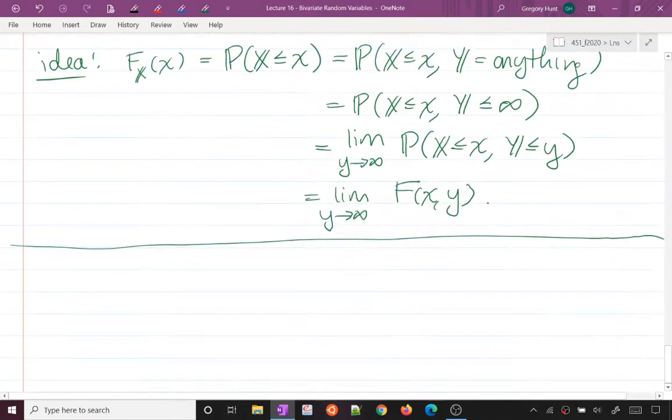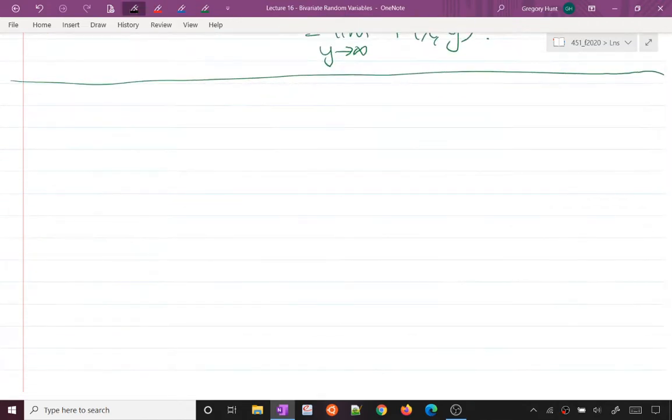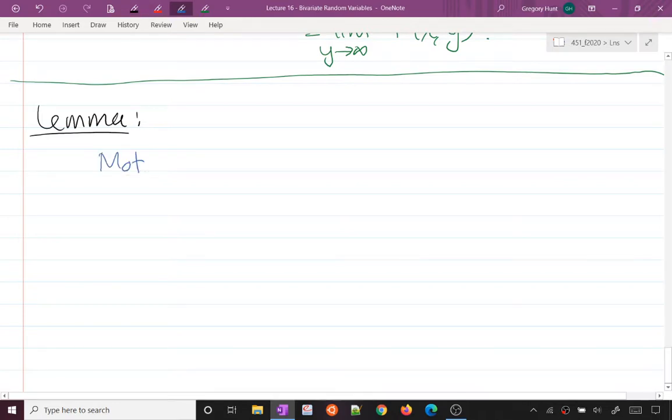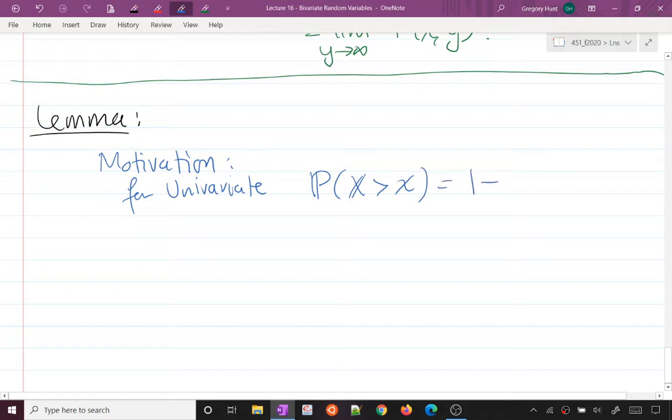So what are some other theorems about the CDFs? Let's call this a lemma. A lemma is just a short, simple little theorem. And our motivation here is that for univariate, we have the fact that if I want to calculate the probability that x is bigger than some value little x, that is 1 minus the CDF of x.